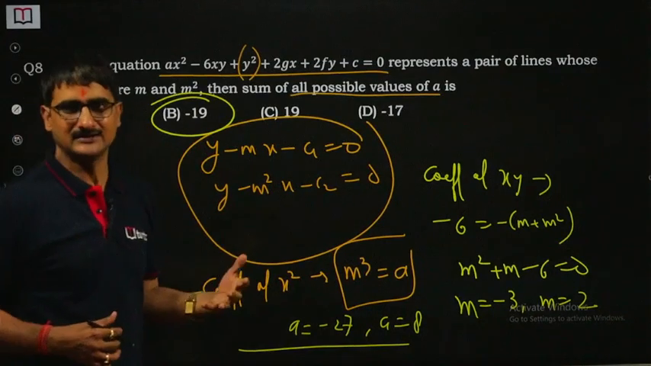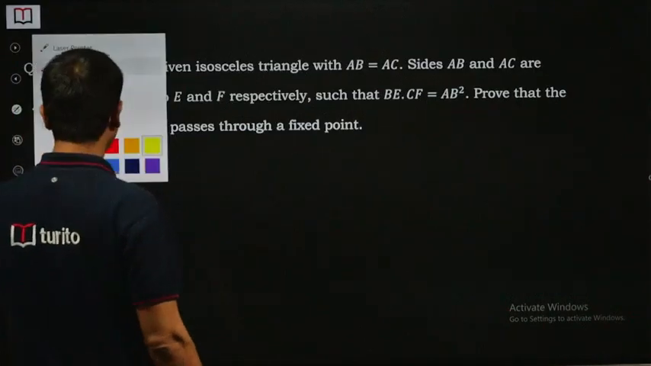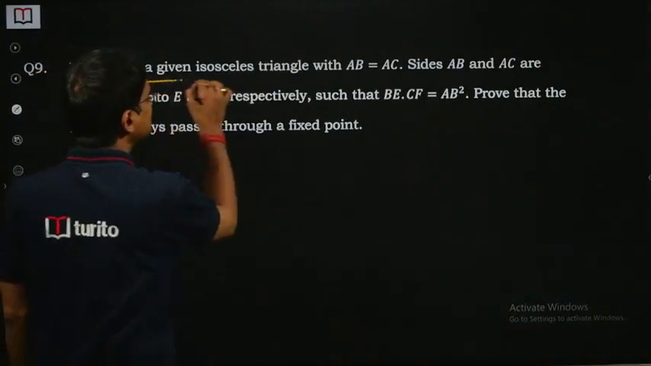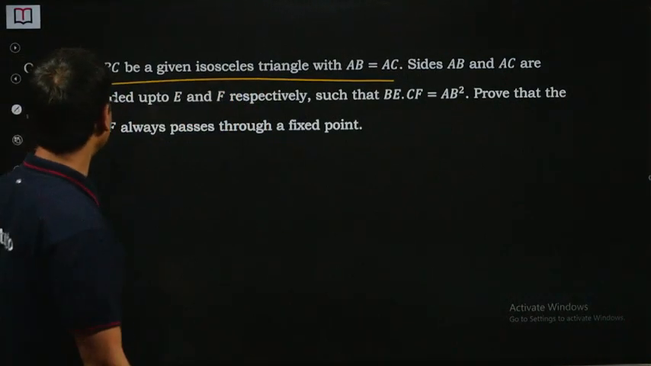So that's yet another, I think the second or third question, where I solved it till the final answer. Let ABC be a given isosceles triangle with AB equal to AC. Sides AB and AC are extended.